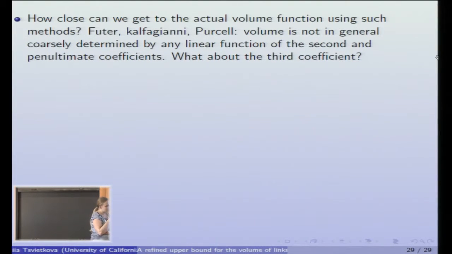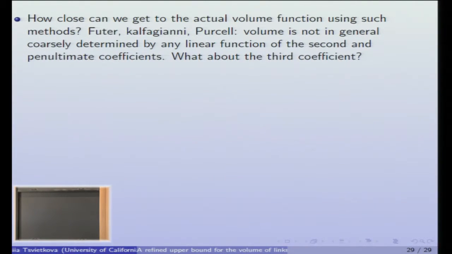And another question: how close can we actually get to the volume function using these methods? So far these are upper and lower bounds, so we refine them, we get much better bounds, but still. There is this result by Effie, Dave, and Jessica, that volume is not in general coarsely determined by any linear function of the second and penultimate coefficients. What can we say about the first three and last three? Can volume be determined as a linear function? In fact, they have a class of examples. Maybe this class of examples will also tell you something about this sort of polynomial.